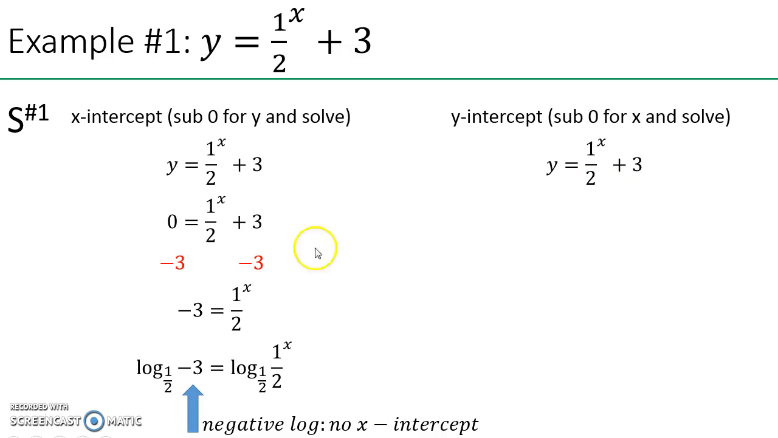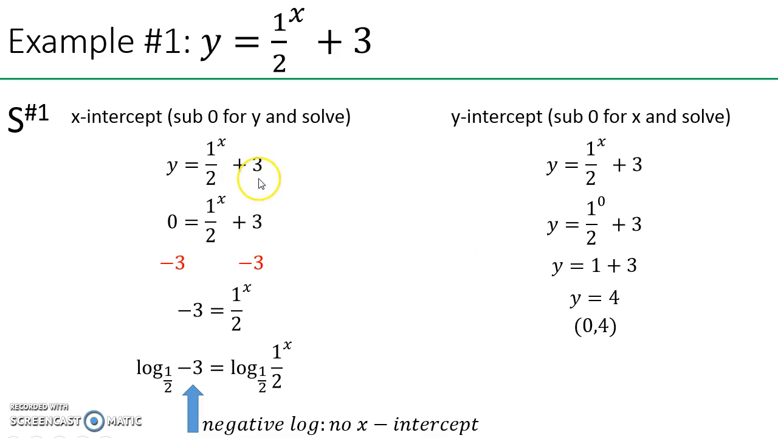Since we know that we don't have an x-intercept, let's check out the y-intercept. We have our original equation, y equals (1/2)^x plus 3. Where this x is, remember, for the y-intercept, we're going to substitute 0. Now we're looking at y equals 1/2 raised to the 0 power plus 3. Anything raised to the 0 power is going to be 1. So now we have y equals 1 plus 3, which gives us 4. So our y-intercept is (0, 4).